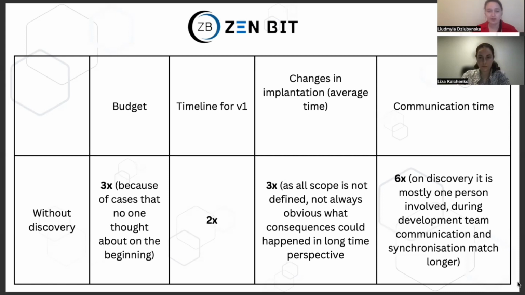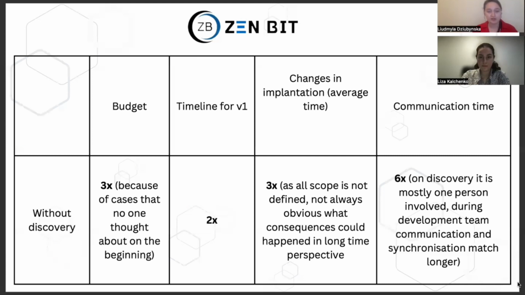So on one hand, of course, when we start work right away, it looks quicker because you already see a result in, I don't know, 1-2 weeks instead of just discussing for 1-2 weeks. But if we are looking at the final timeline, with discovery, the timeline is 2 times quicker. So with discovery, 2 times quicker. For example, if a project with discovery is 1 month, without discovery it will be 2 months.